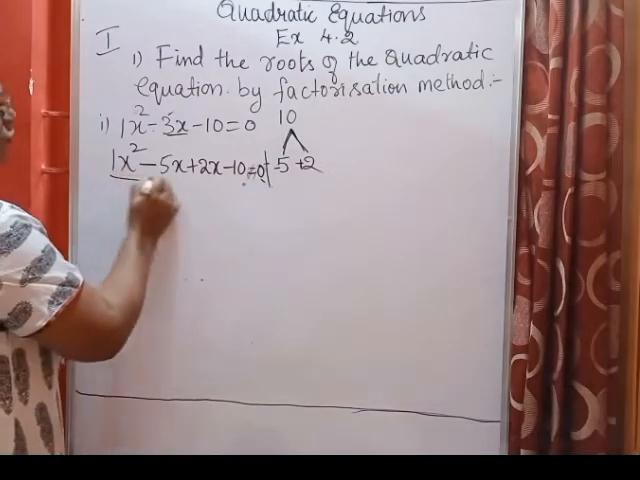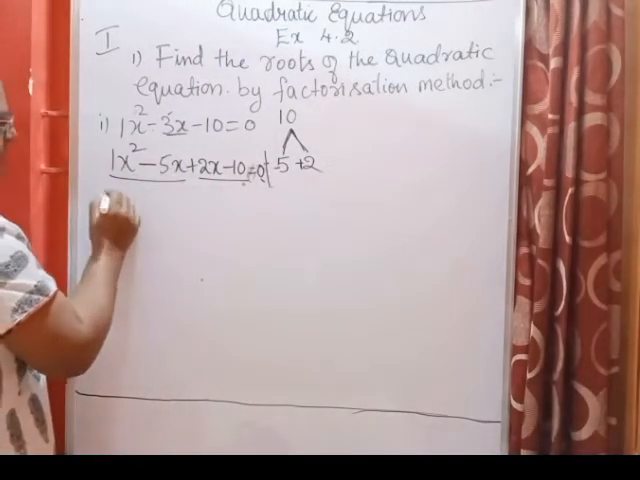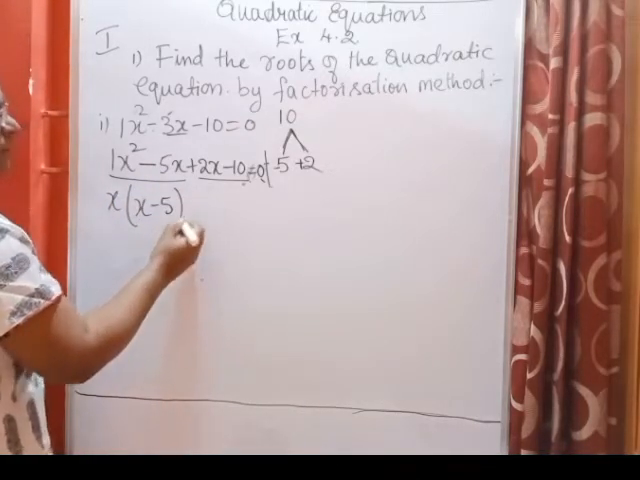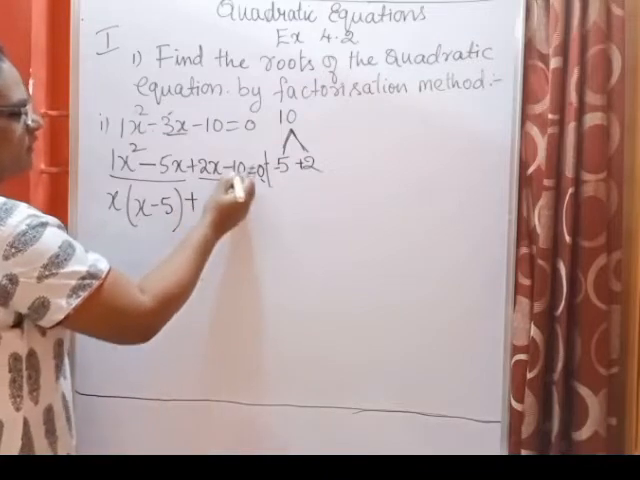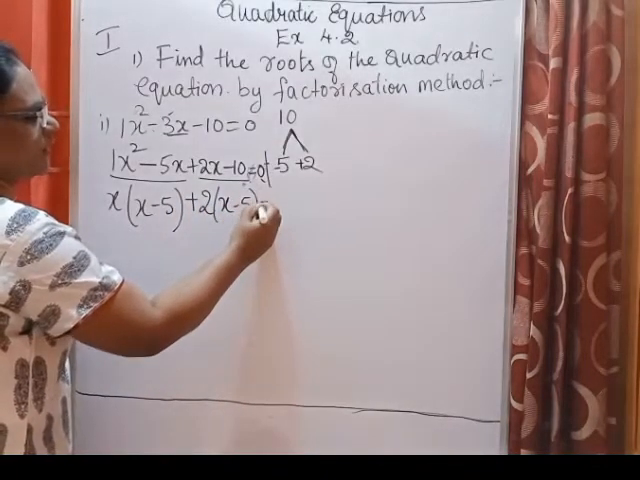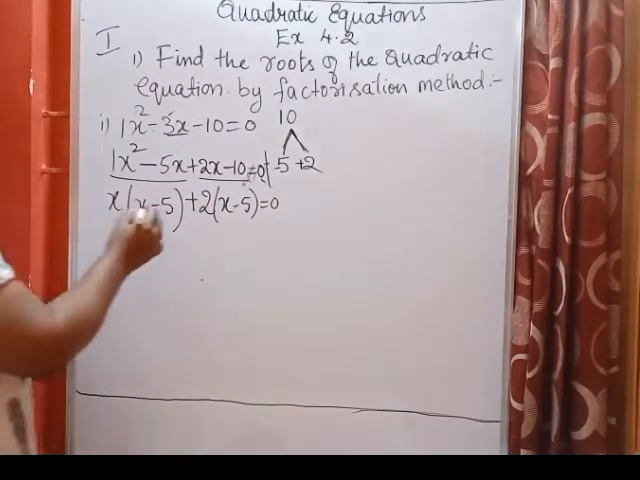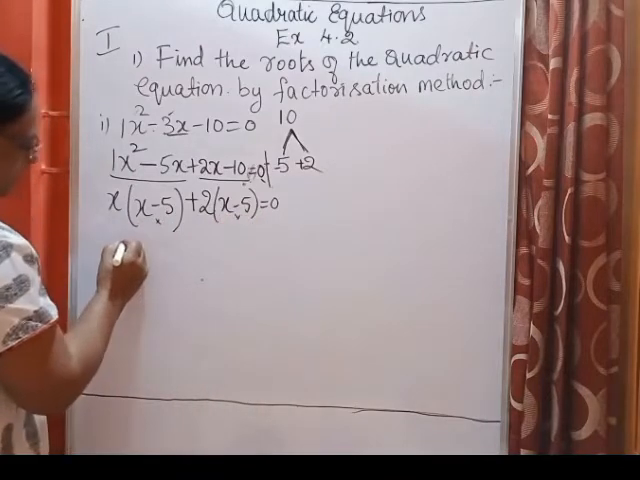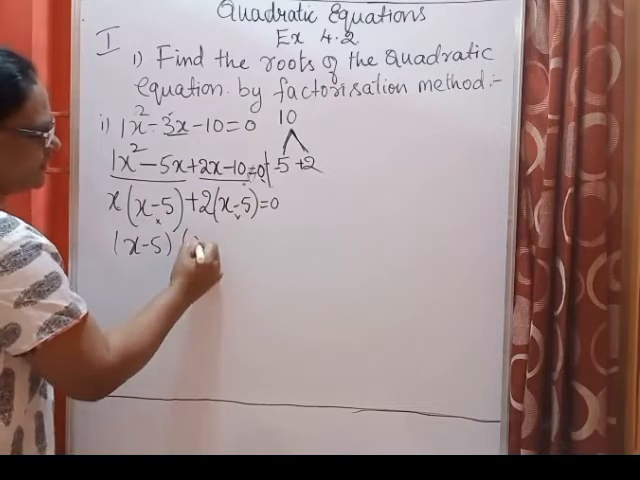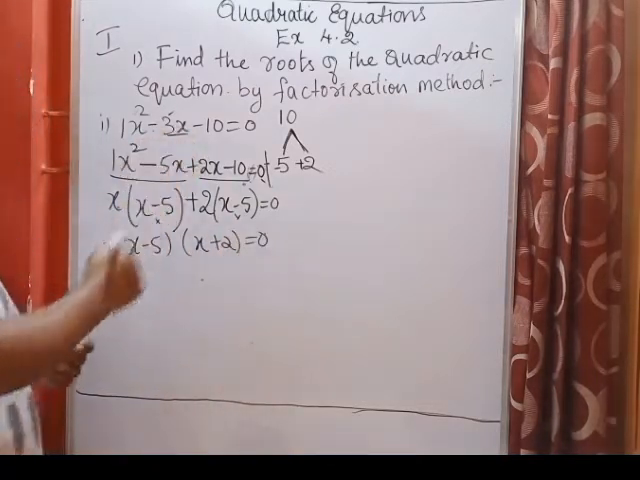So now I am going to group these two and these two. Among these two, x is common, so the remaining is x minus 5 plus. Among these two, 2 is common, so here also you will get x minus 5 is equal to 0. As I have discussed earlier, again you will get x minus 5 common here, and the remaining is x plus 2 is equal to 0.